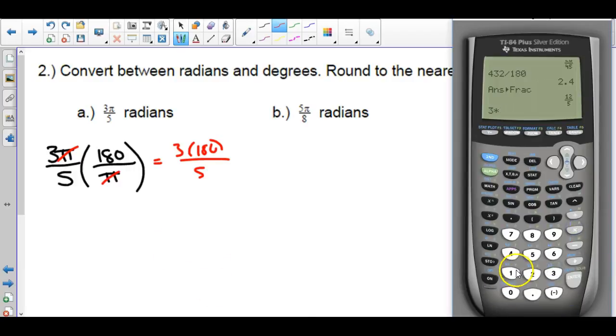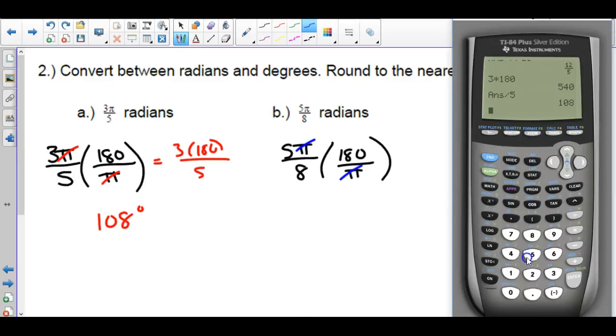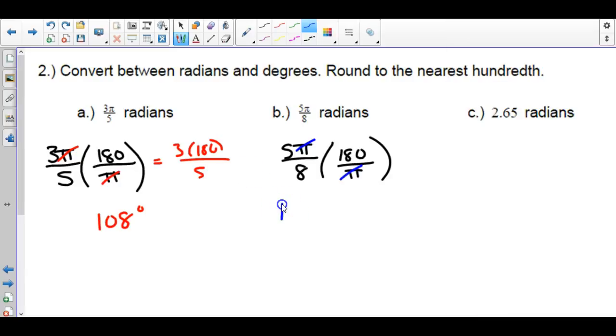You can just type in 3 times 180 and throw my little divide by 5 here. And I get 108, and again, that's degrees. So taking 3 pi over 5 radians, converting it, there's my degrees. Same thing for the next one. So this is 5 pi over 8 radians. My conversion is 180 over pi. With this one, just the same as before, my pi's would cancel out. So in the calculator, I would take 180 times 5. And that's going to give me 900. And then I just have to divide by 8 for the denominator. And that's going to give me 112.5 degrees.